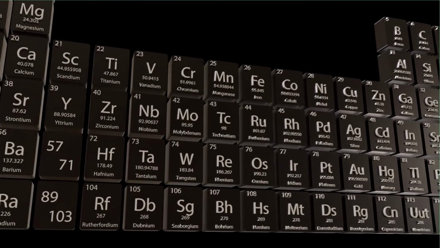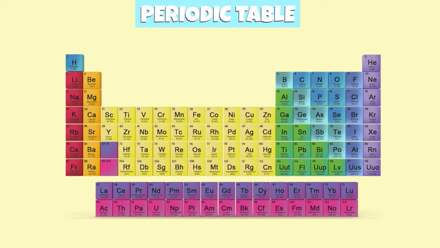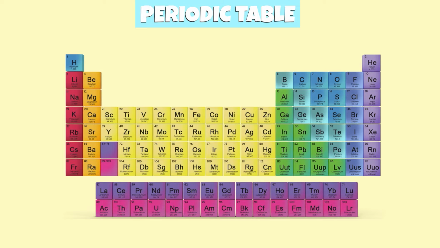Scientists have arranged all of this information on a periodic table. In a periodic table, you'll find both columns and rows where elements are listed in order of increasing atomic number. But let's start by looking at elements in the periodic table.